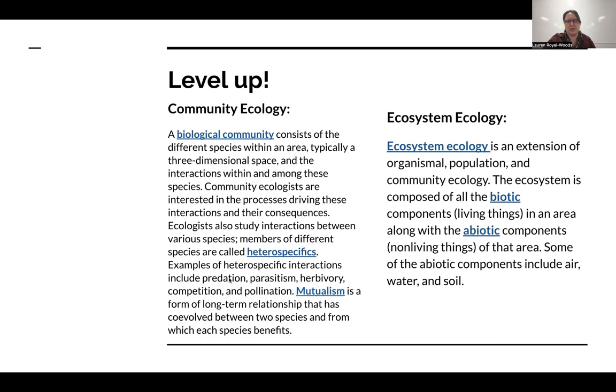Ecosystem ecology. This is an extension of organismal, population, and community ecology. Basically, this is where we look at the things that are living versus the things that are non-living, the biotic versus the abiotic, and how that interacts to make life possible in these areas, and how life has adapted to the abiotic conditions. Some abiotic components include air, water, and soil. There are two that you're going to see often, over and over again, when I get videos up. There are two that really rule ecosystem ecology, of the abiotic factors. I'll get to that in just a second.